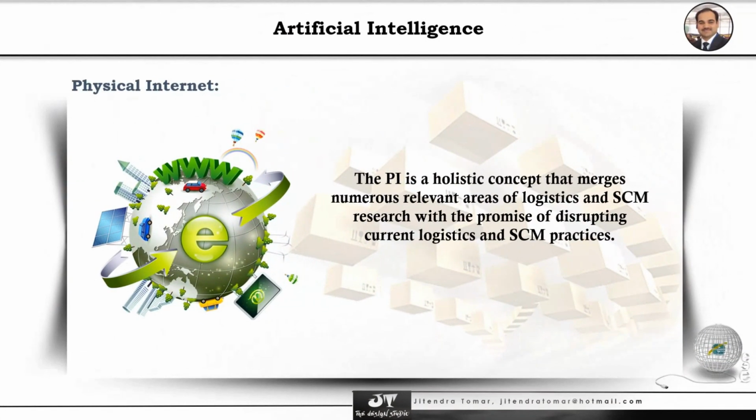The PI is a holistic concept that merges numerous relevant areas of logistics and supply chain management research with the promise of disrupting current logistics and SCM practices. These areas include sustainability, effectiveness, and efficiency of global value chains and information flows, as well as horizontal and vertical collaboration.